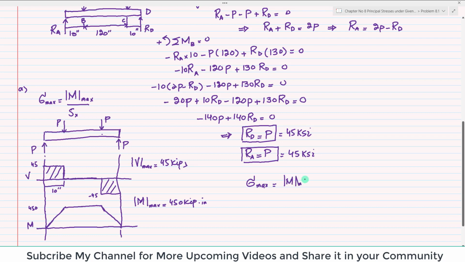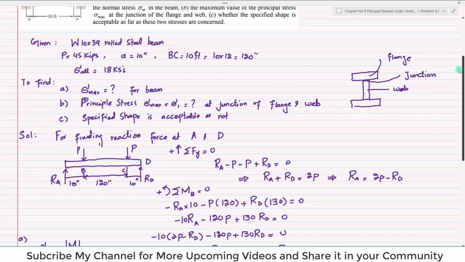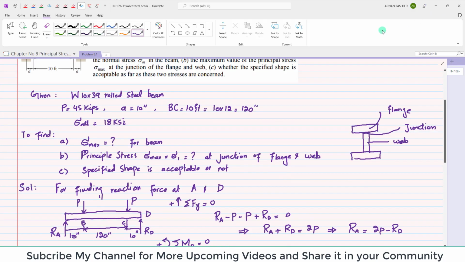Maximum bending moment divided by section modulus. Now we do not have the section modulus, and it is given that this is a W10 by 39 rolled shape steel beam. So we will go to Appendix C of this book, Mechanics of Materials by Beer and Johnston.